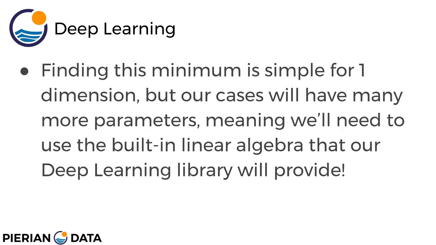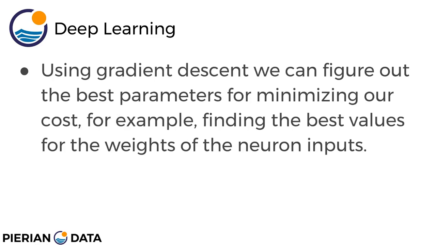Finding this minimum is really simple for one dimension, but in our cases we're going to have a lot more parameters, so we're not going to be able to do that visually or with such a simple diagram, meaning we're going to need to use built-in linear algebra libraries that our deep learning library will provide. Using gradient descent, we can figure out the best parameters for minimizing our cost. So for example, finding the best values for the weights of the neuron inputs.